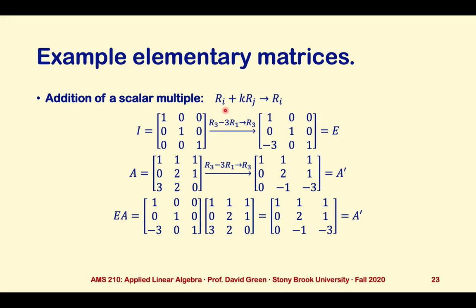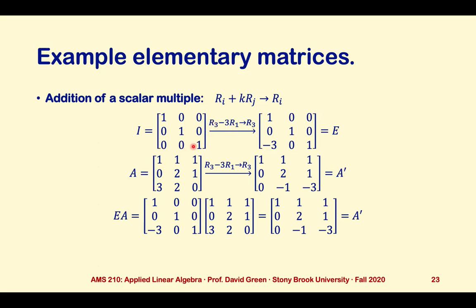Addition of a scalar multiple. This is a very commonly used operation in Gaussian elimination. Really, the core eliminating steps use this operation. Identity matrix. What if we wanted to, say, subtract 3 times row 1 from row 3?